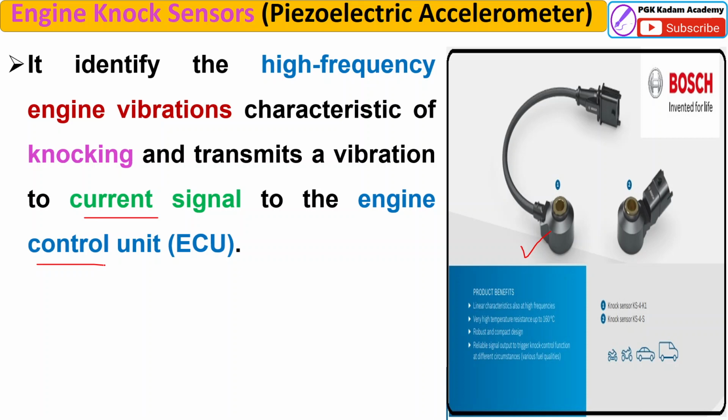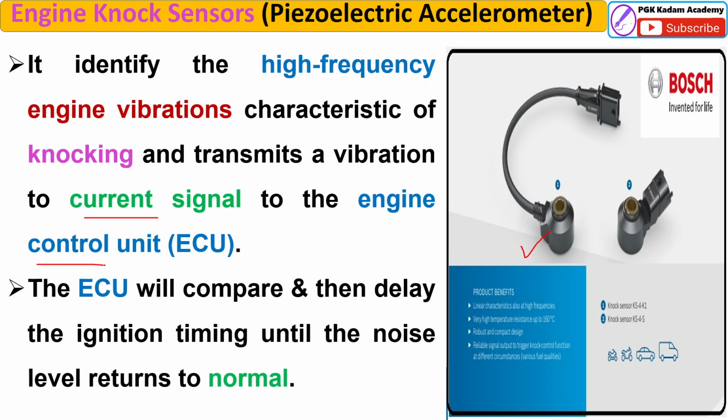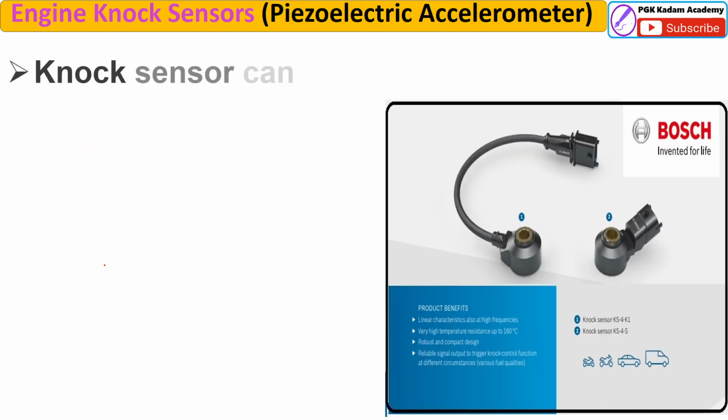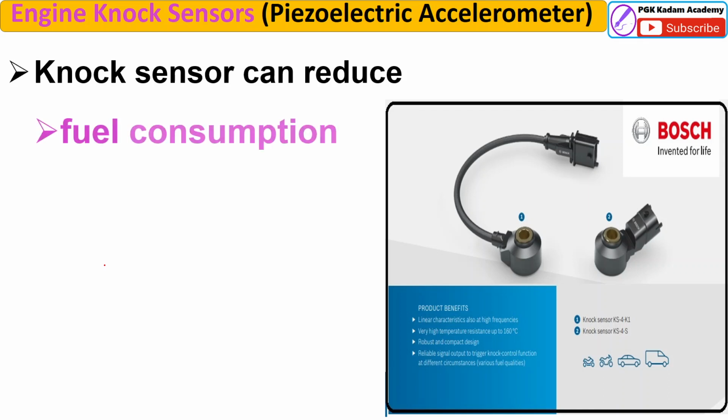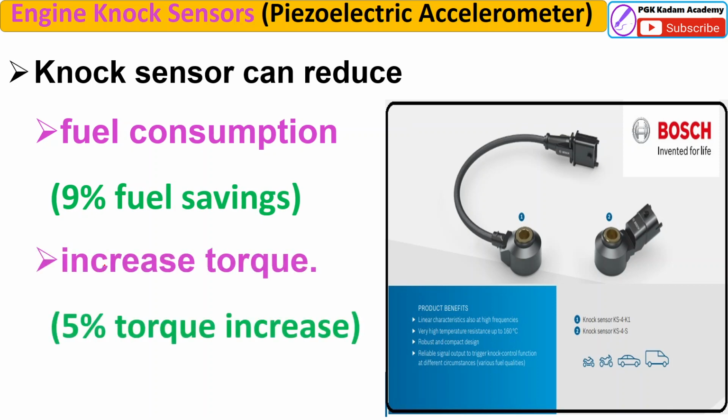What is the ECU? The engine control unit. What will the ECU do? The ECU compares the vibration with the originally stored required vibration level, and if the vibration is more, it will delay the ignition timing until the noise level returns to normal. So friends, here the knock sensor can reduce fuel consumption, giving 9% fuel saving, and increase the torque up to 5% due to this knock sensor.